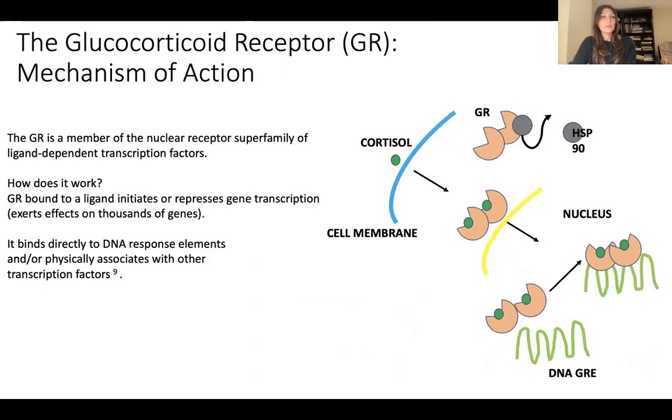So let's talk a little bit about the glucocorticoid receptor, how it works. The glucocorticoid receptor is a member of the nuclear receptor superfamily of ligand-dependent transcription factors. So how does it work exactly? Glucocorticoid receptors bound to a ligand initiate or repress gene transcription, like we just talked about. And this can exert effects on thousands of genes. So glucocorticoid receptors can really impact the whole body.